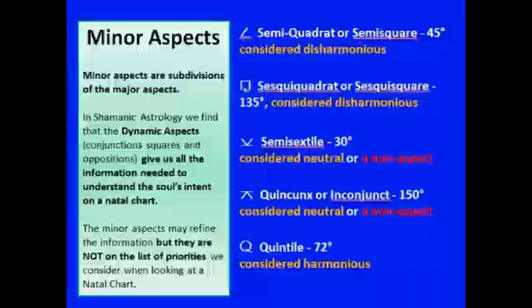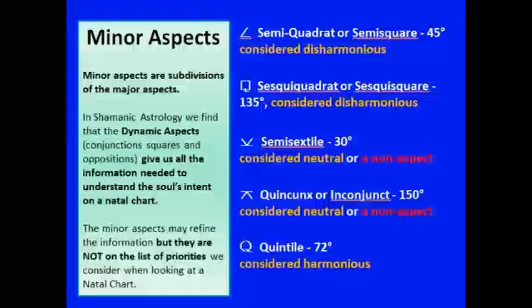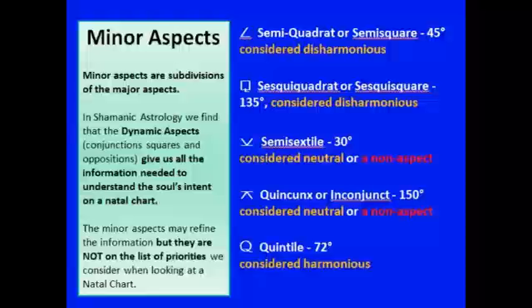One of the things I just want to say is that Shamanic astrology does not use the minor aspects at all. Basically, we can find everything that we need from the chart by looking at the dynamic aspects, and that will really give us everything about the soul's intent on a natal chart. Some people use the minor aspects because it helps them refine the information, but from the perspective of Shamanic astrology, they're not high on the list of priorities when we're looking at a chart. So we don't use them, but I'm giving you this information so you know about it.